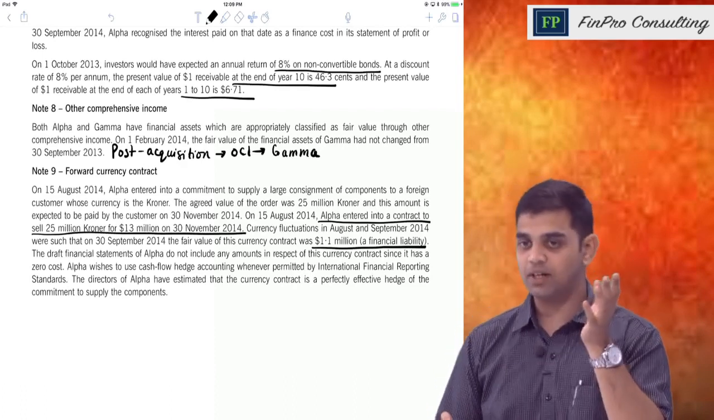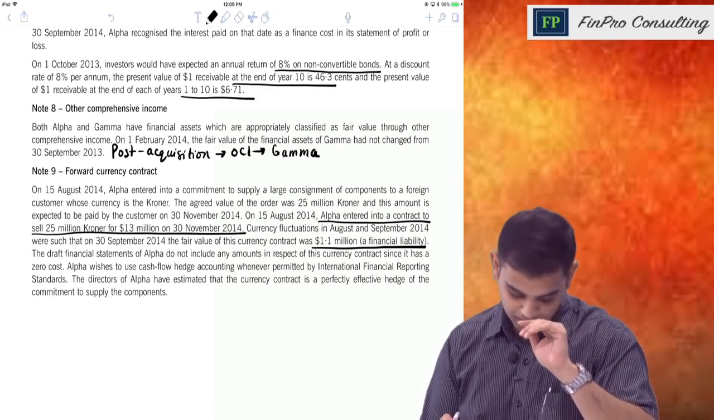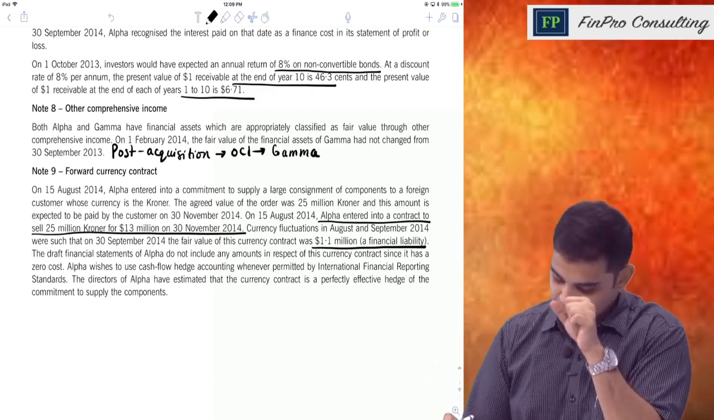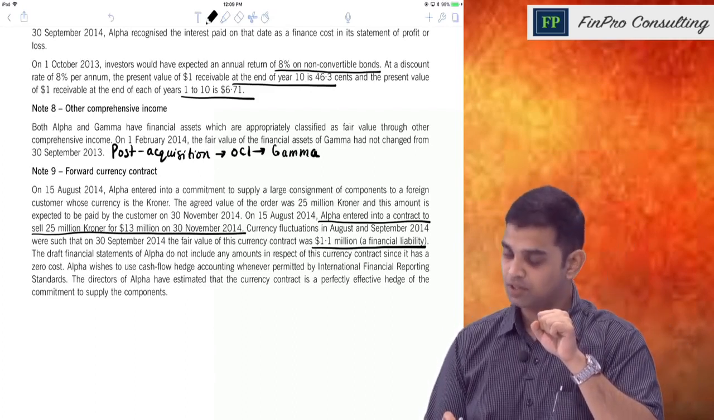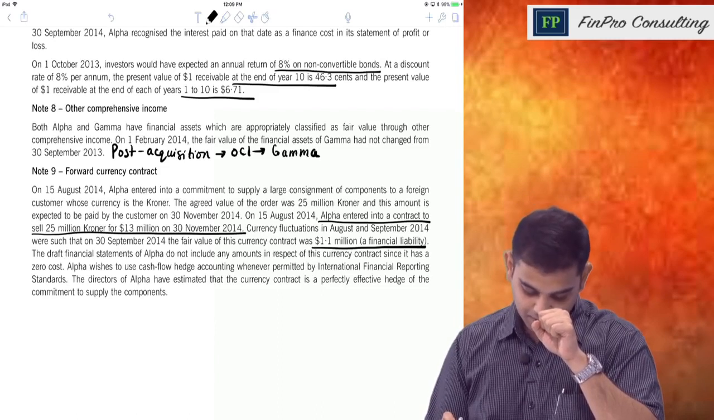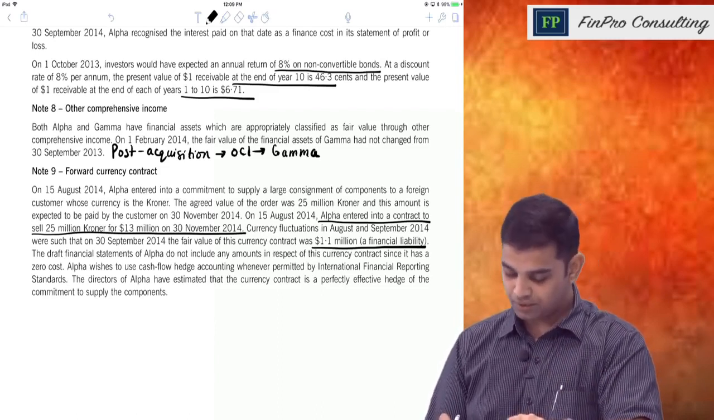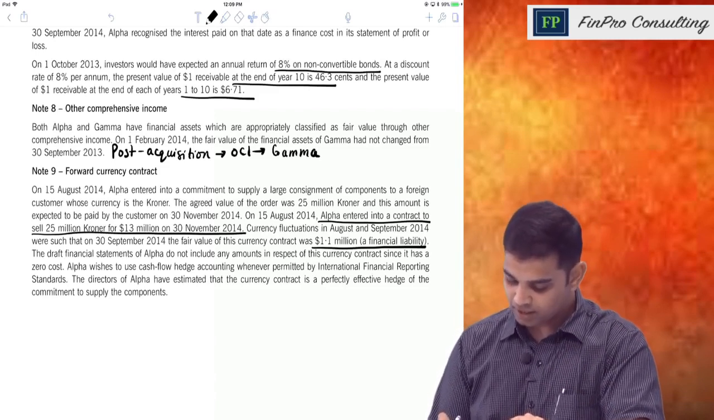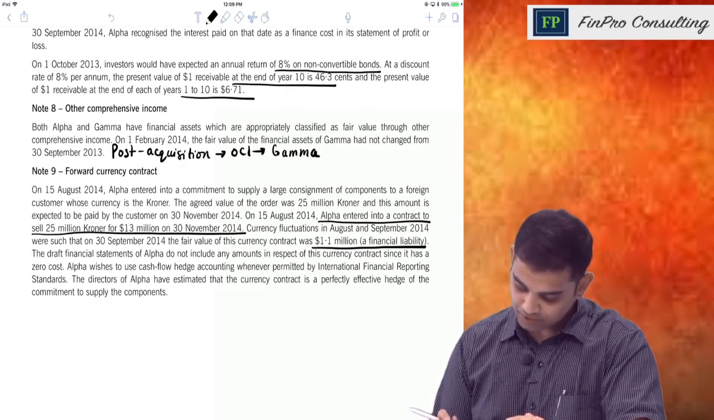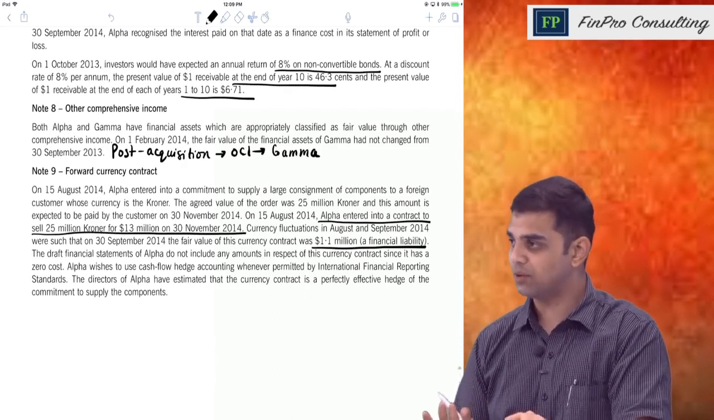Now let's see whether normal derivative accounting is applicable or hedge accounting is applicable. The draft financial statements of Alpha do not include any amounts in respect of this currency contract since it has zero cost. Alpha wishes to use cash flow hedge accounting wherever permitted by IFRS. The directors of Alpha have estimated that the currency contract is a perfectly effective hedge of the commitment to supply the components. It means you have to apply hedge accounting.